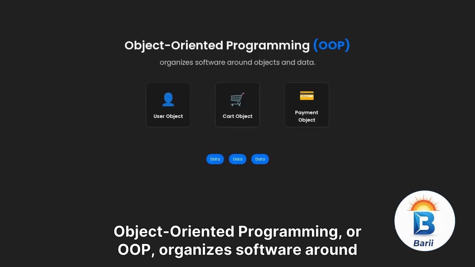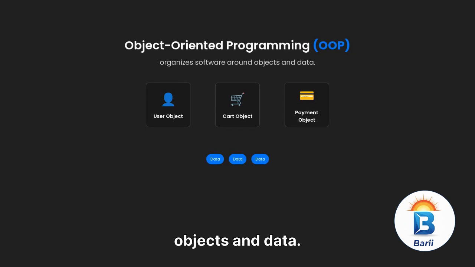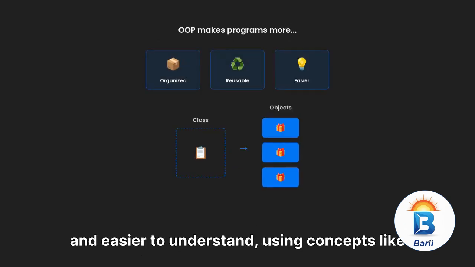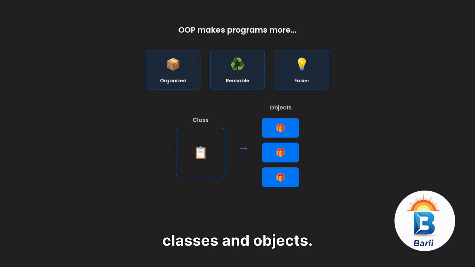Object-oriented programming, or OOP, organizes software around objects and data. This approach makes programs more organized, reusable, and easier to understand using concepts like classes and objects.